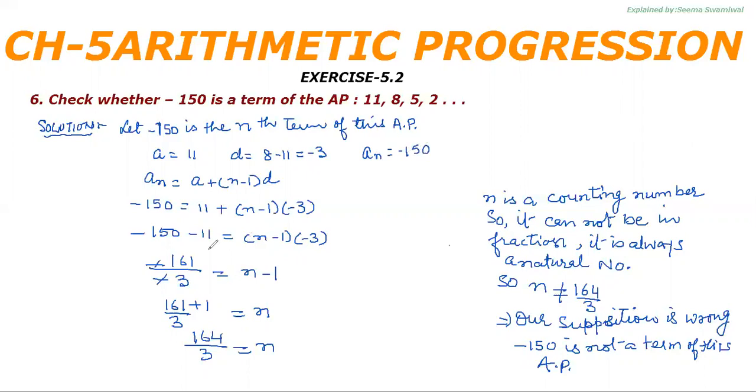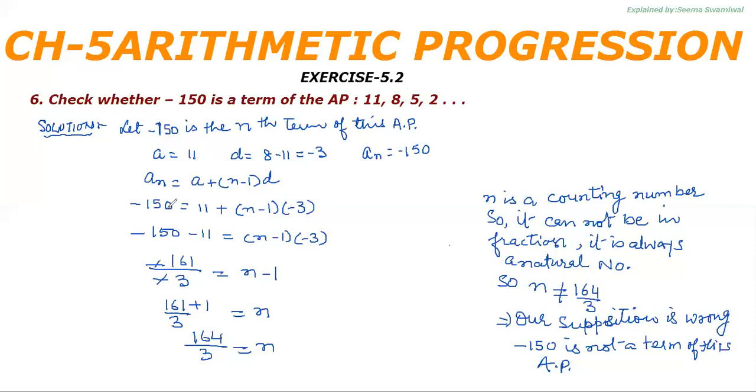And now children, we will apply the formula an is equal to a plus n minus 1 d. A is the first term of the AP, so it is 11. D is the difference between any two consecutive terms. So this is 8 minus 11, a2 minus a1, the succeeding minus preceding. So this is 8 minus 11, that is minus 3. Now we have the formula and we know all these things of this AP.